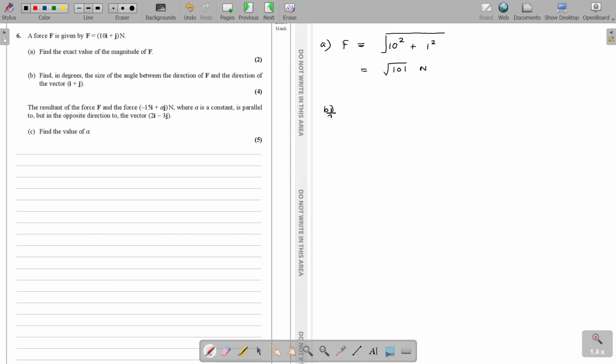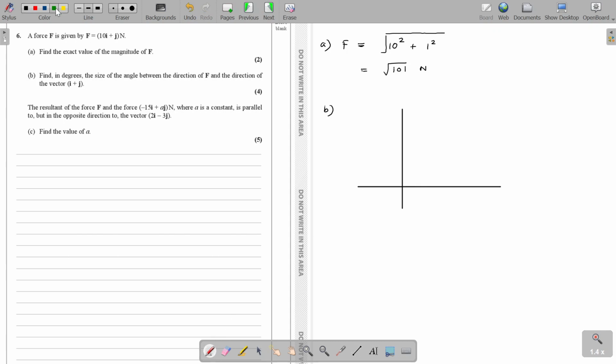Part B, they say find in degrees the size of the angle between the direction of F and the direction of the vector I plus J. So you need to find the size of the angle between the direction of F. F is 10I plus J and the direction of the vector I plus J. So what you need to do here is mark them both in a single diagram. Are you with me? Mark them both on a single diagram.